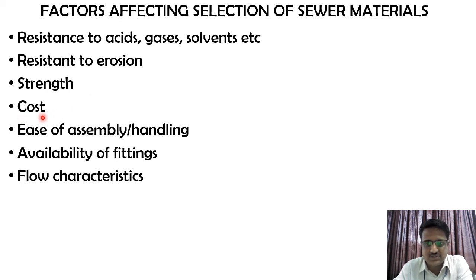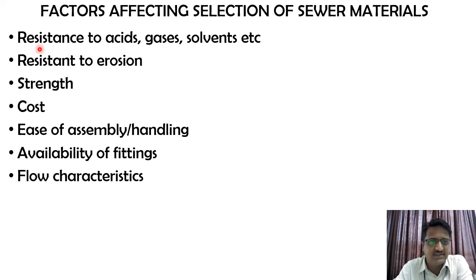Next, cost, so it should be economical. Ease of assembly or handling, so with what easiness we can lay that pipeline as well as join one pipe to another. Availability of fittings, so the raw materials or the materials that we select for the sewer pipeline will be easily available. Next, flow characteristics. It should be capable of handling various flow variations. Now, why do we need all these? Okay, let us discuss these.